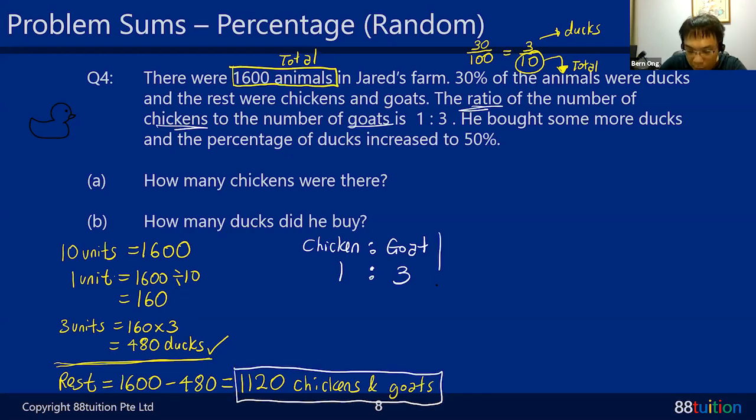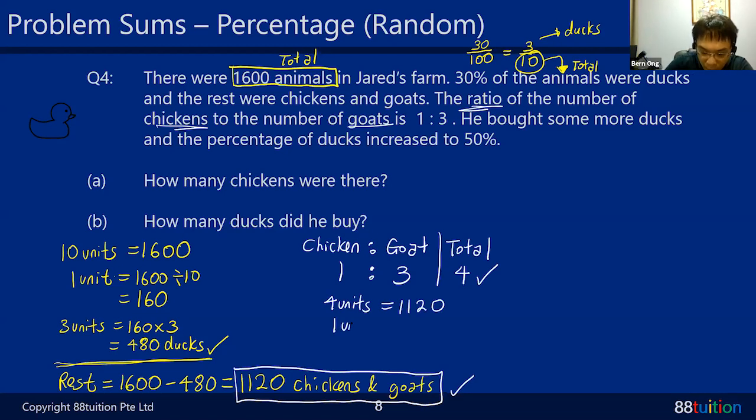Nice. So down here, I purposely opened one column for the total. Chicken is 1 unit, goat is 3 units, 4 units will be your total. So total compare with total. Down here we have 4 units of chicken and goat is equal. You can use equal, no problem. Go and find 1 unit first, just for fun, because you can do it.